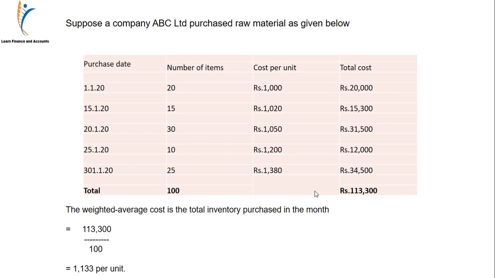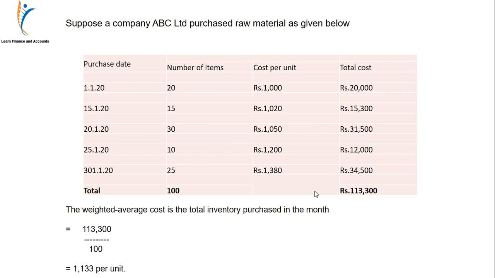Suppose purchase date of inventory was 1st of January 20. Then some more inventory was purchased on 15th of January. Some more on 20th January, then 25th, then 30th. Number of items that were purchased is also mentioned, and cost per unit is also mentioned. So we take out the total cost, which will be 20 into 1000 in first case, in case of lot number 1, 15 into 1020 in case of lot number 2 or B. So we'll take the total cost. Total cost comes out to 113,300.